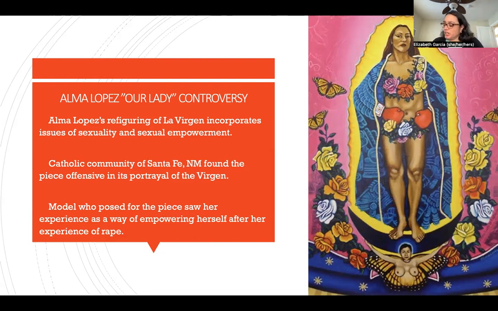What this controversy underlines is that women's empowerment is still something that is resisted, particularly by some more conservative members of the community, or that women's empowerment is only acceptable within certain parameters that do not threaten traditional Chicano culture.